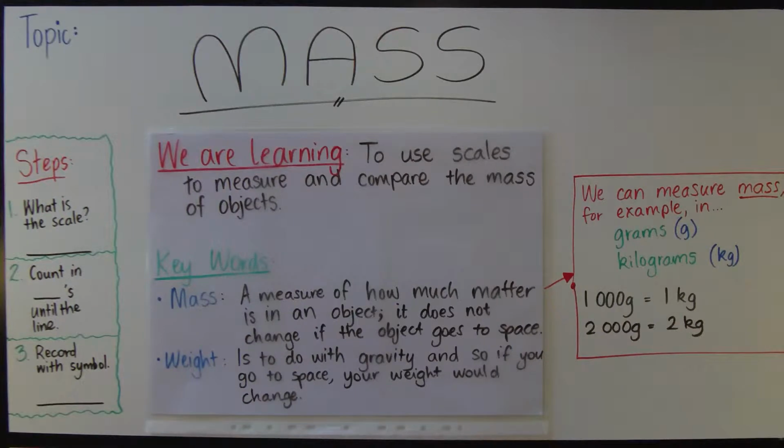We can measure mass, for example, in grams and kilograms. For grams, the symbol we can use is just the g, and for kilograms we've got the lowercase k and the lowercase g. And 1,000 grams equals 1 kilogram, 2,000 grams equals 2 kilograms, just to give you an idea of how they relate to each other.